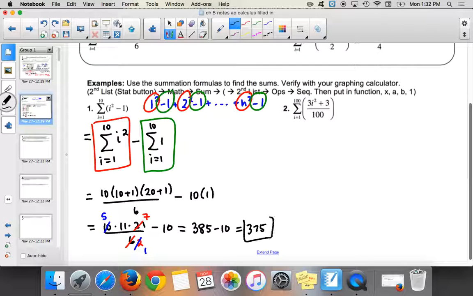Yeah, Jordan? Where did minus 10 times 1 come from? It came from the green part. Oh, okay. Maybe I should do that. Color code.